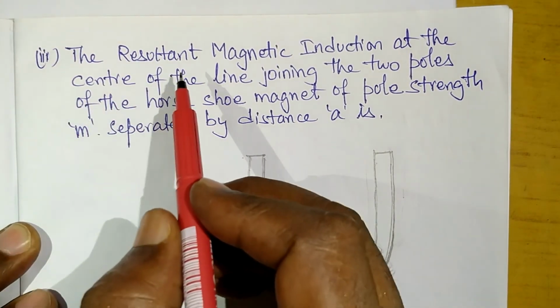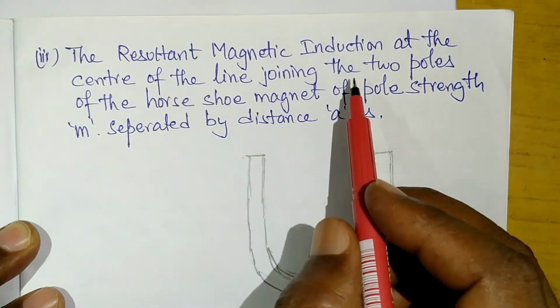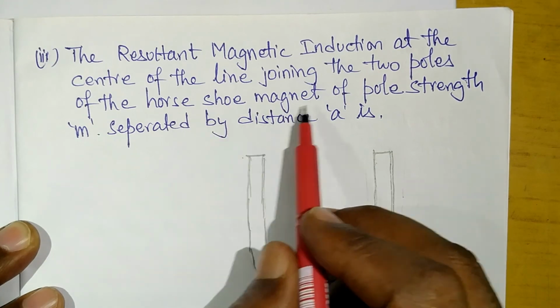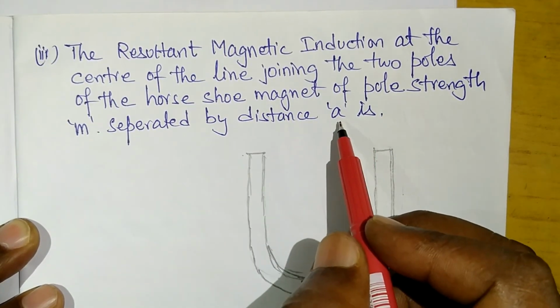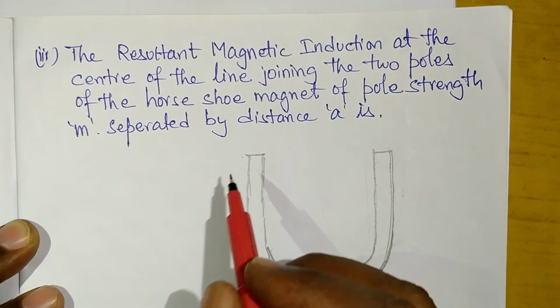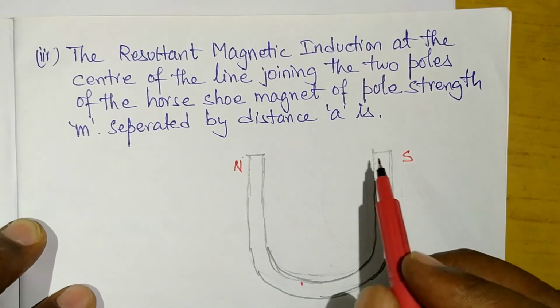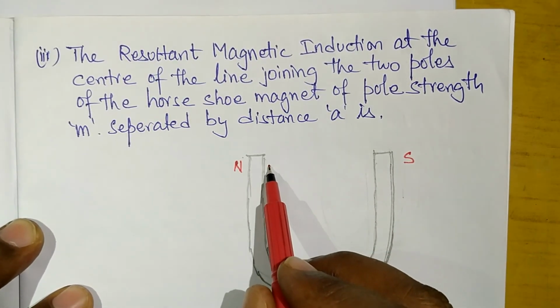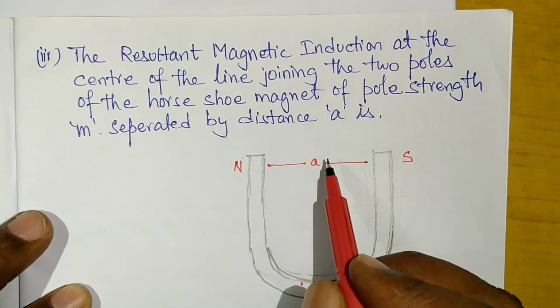Case 3. The resultant magnetic induction at the center of the line joining the two poles of a horseshoe magnet of pole strength M separated at a distance A. Now I have taken a horseshoe magnet whose poles are, let this be the north pole and south pole. The poles are separated by a distance A.